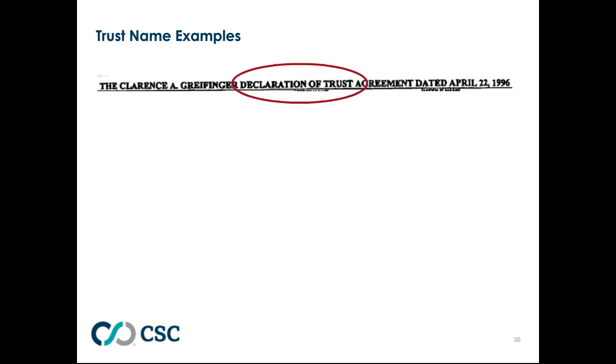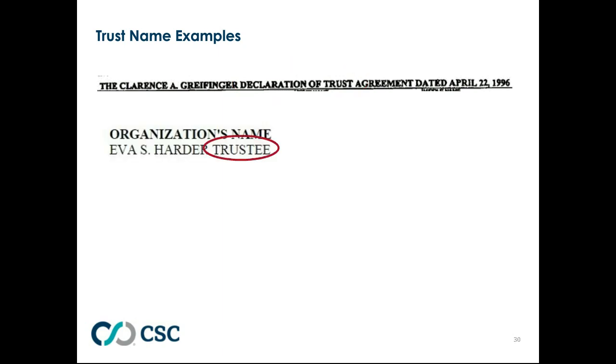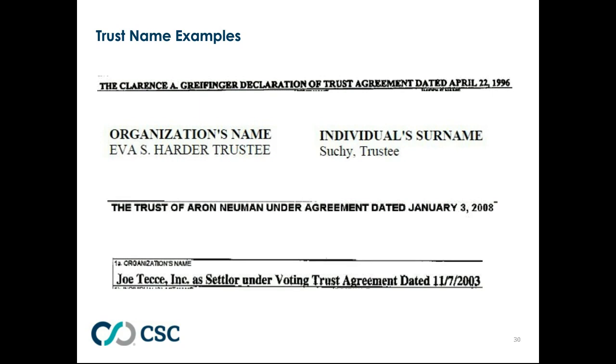And there are plenty of examples out there that are very easy to find for errors in debtor names when it comes to trust-related situations. For example, we have the Clarence Griffinger Declaration of Trust Agreement. Here, the trust agreement is being named as the debtor. And the trust agreement simply can't be a debtor. An agreement is not a debtor. So they did not provide the correct name.